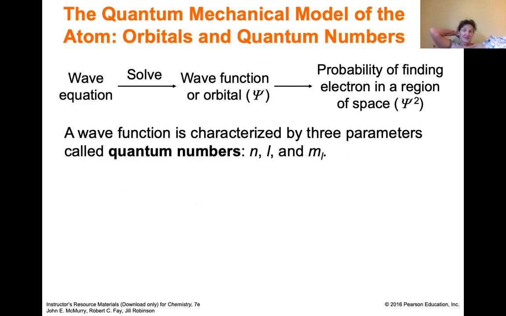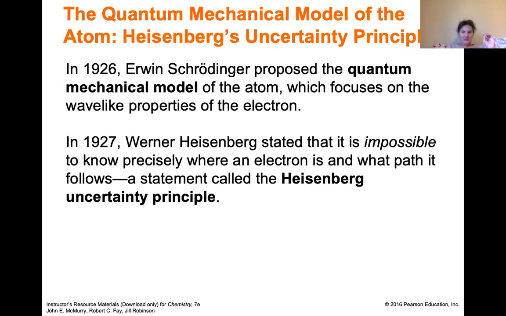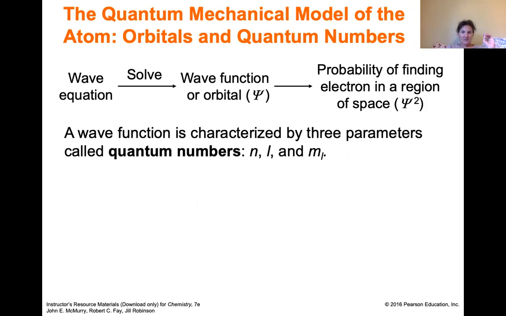So in order to solve the quantum mechanics of an atom, what you want to do is set up the wave equation, which is a differential equation. You are not expected to know calculus, so don't worry about it. But then you have to solve it. The important thing is what comes out of that is something called a wave function, which is equivalent to what we call an orbital.